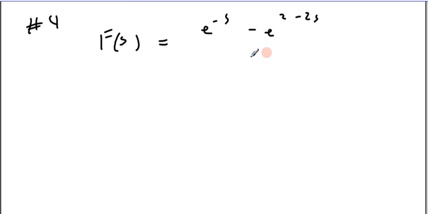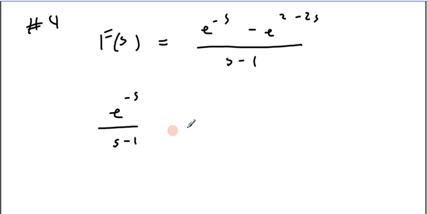Okay, I'm going to look at problem number 4. F(s) is e to the minus s minus e to the 2 minus 2s divided by s minus 1. Okay, so I've got e to the minus s over s minus 1 minus e to the 2 minus 2s over s minus 1.